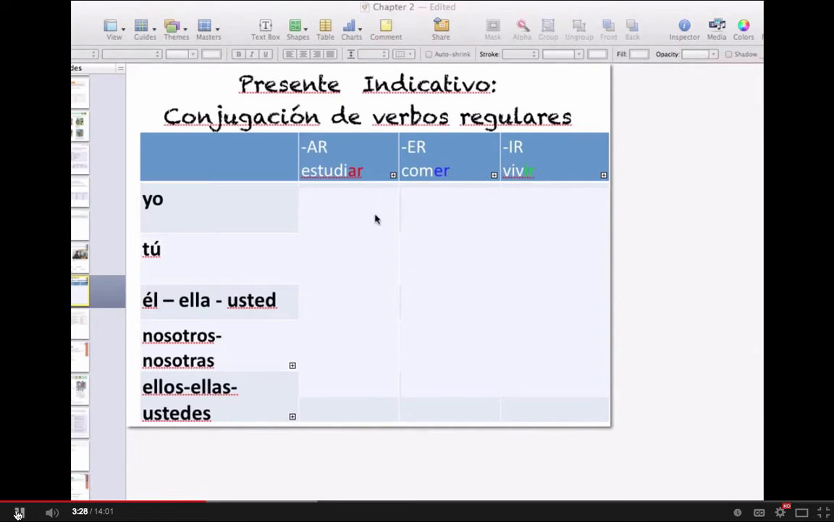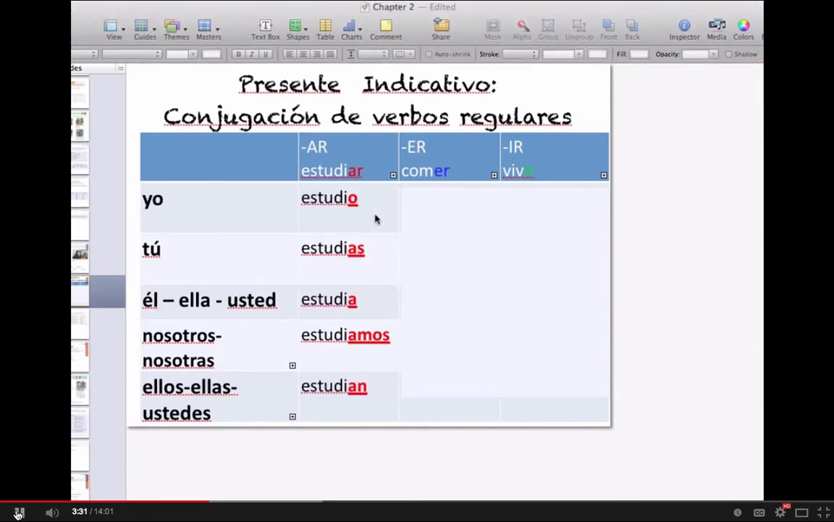So for example, for all the verbs that end in ar and are regular, okay, estudiar, hablar, cantar, bailar, all of them that end in ar and are regular, they're going to be conjugated like this. Each person has a different ending, but notice that all the roots are the same. They don't change, okay? Yo estudio, tú estudias, when you're talking to somebody in the second person. Él, ella o usted estudia. Nosotros o nosotras estudiamos. Ellos, ellas, ustedes estudian.